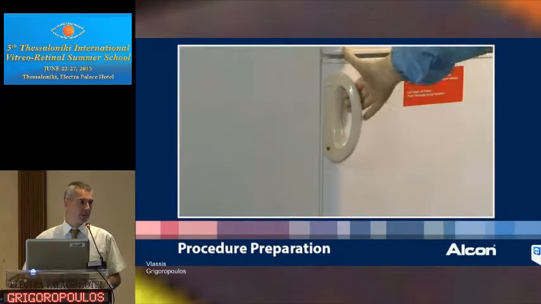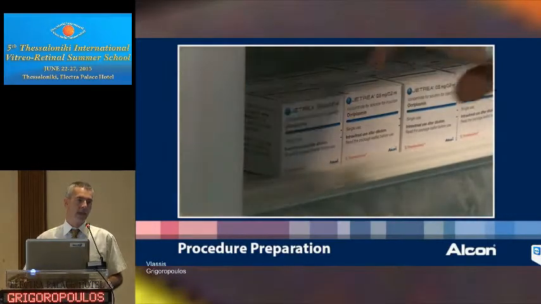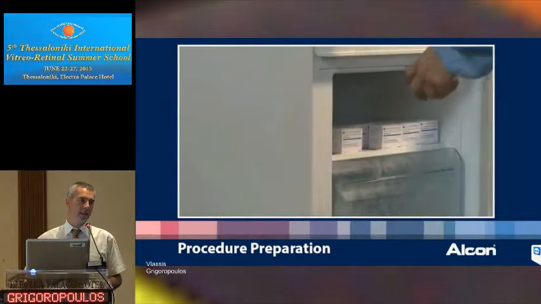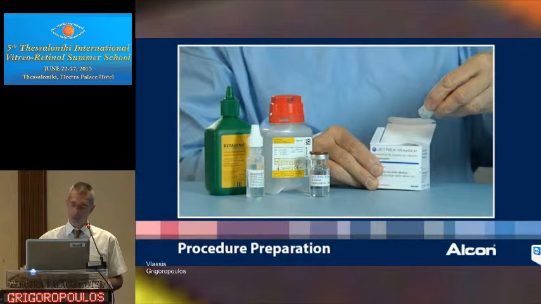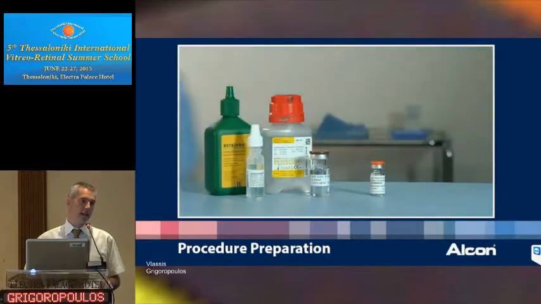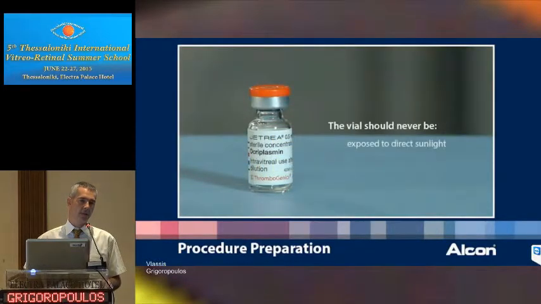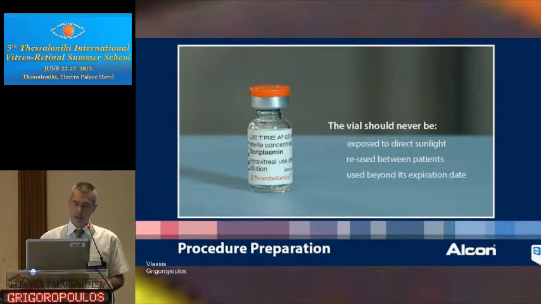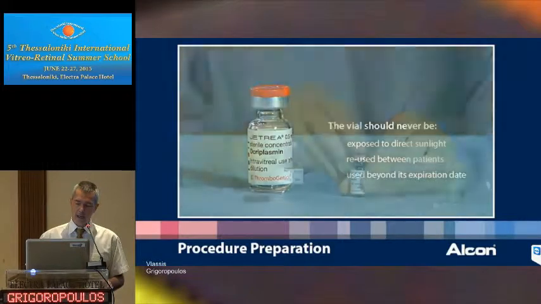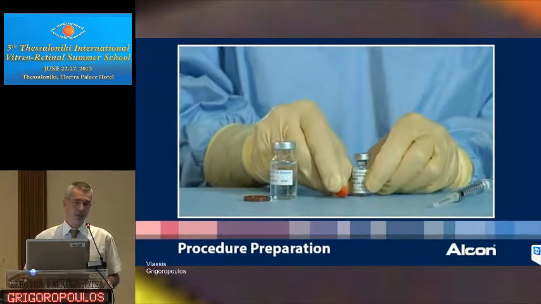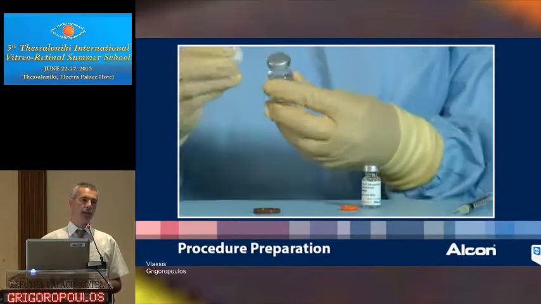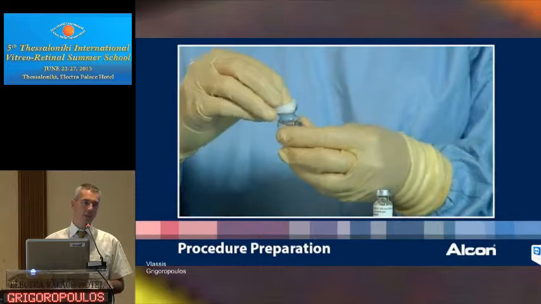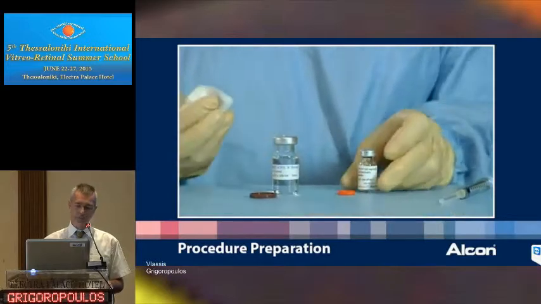So how do we prepare the solution? It has to be done under aseptic conditions. You take the drug out of the freezer. You have to remember that the drug needs 2 minutes to thaw, so after 2 minutes it can be reconstituted and used inside the eye. It should never be exposed to direct sunlight, should never be reused, and of course not be used beyond its expiration date. It's mixed not with BSS and not with water for injection. It's mixed with sodium chloride only.